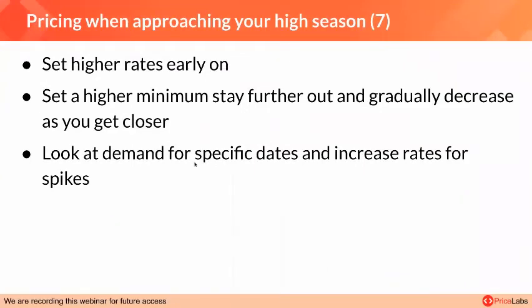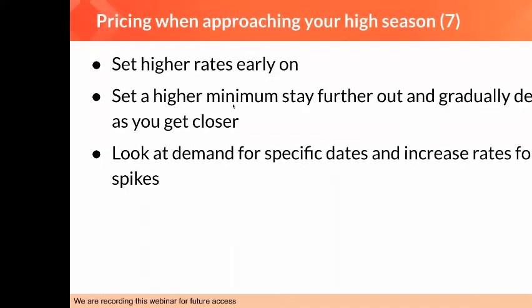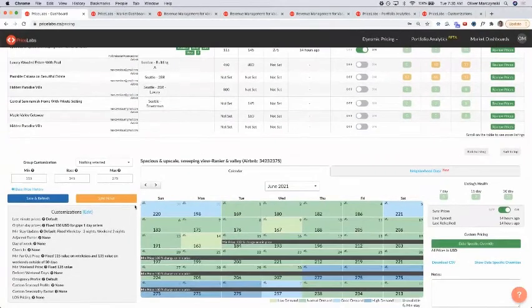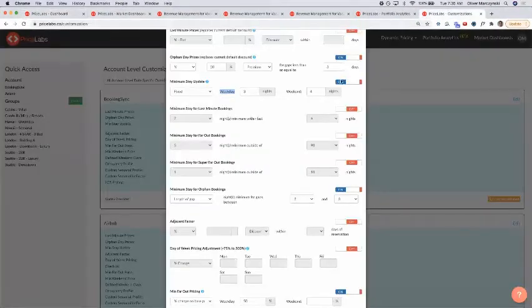All right, next idea is setting higher minimum stays further out and gradually decreasing those as you get closer. So there is honestly nothing worse than, let's say, having a 1-night minimum for weekdays and a 2-night minimum for weekends. And all of a sudden someone books 2 nights for your 4th of July weekend, or someone books 1 night on a Thursday or a Friday that someone else might have booked for a week here.